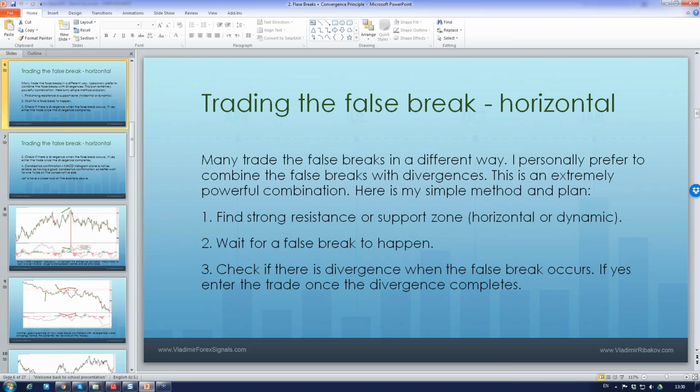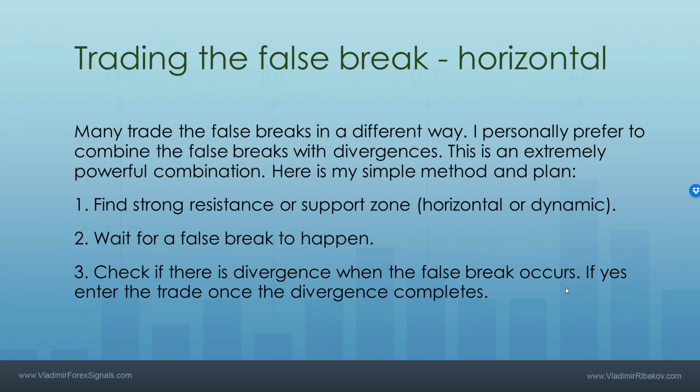Okay? And now we have two important ways to do false break: horizontal and trend line. Now, in reality, many trade false breaks in different ways. I personally prefer the combination of false break with divergence. For me and for you guys, false breaks must come with divergence. Exactly like the cycle. Cycle must end with divergence. False break must be followed with divergence. Why? Because the divergence shows us exactly when it's reliable and when not, in very high probability.